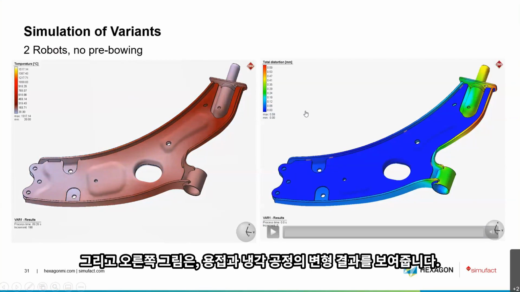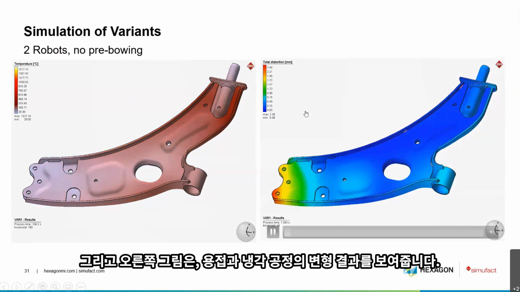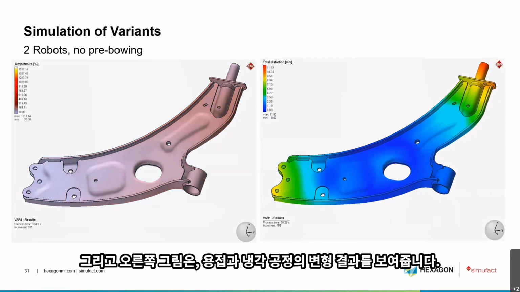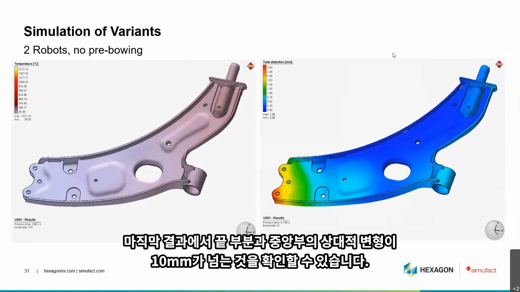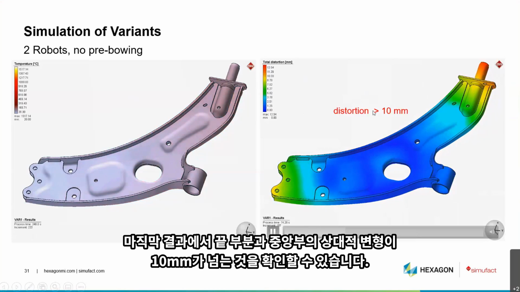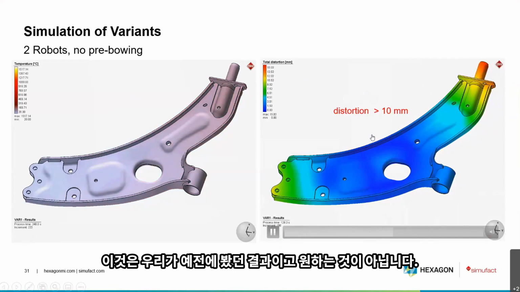And on the right side, as a result of this, we see how the distortion changes during this treatment and also the cooling down. And at the end of the day, we will end up with a distortion of slightly more than 10 millimeters relative between the tip here and the center. And this is what we have seen also before. This is not what we desire.